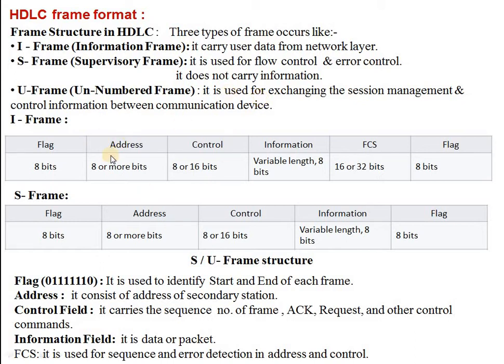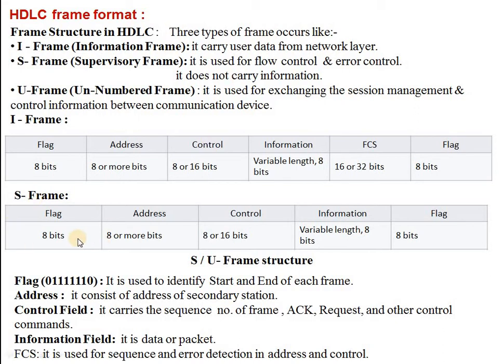Now the structure of the I frame: the first field is the flag, which is 8-bit, then the address field, control field, information field, FCS (frame check sequence), and the last one is the flag. So as you can see here, the first and last are the flag, the second is the address, then the control information, and also the information.